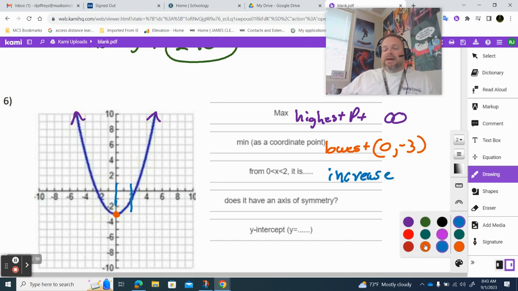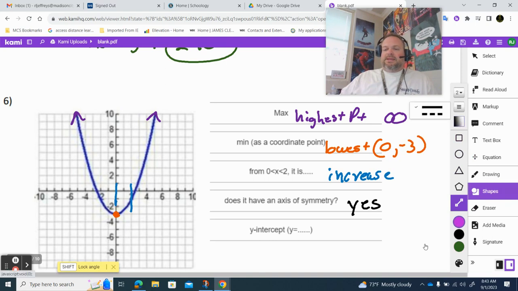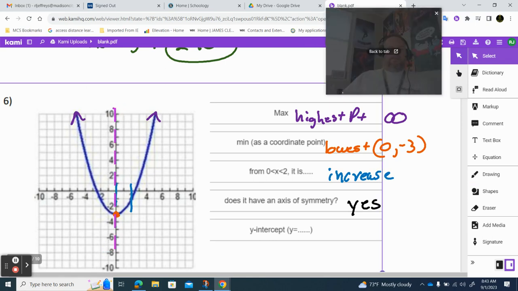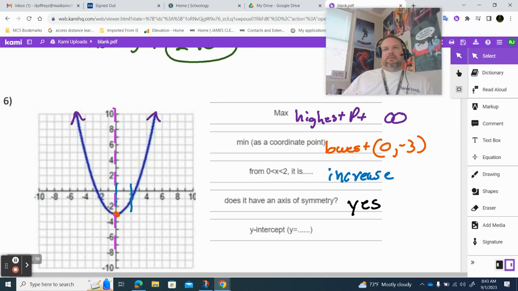Does it have an axis of symmetry? This is a yes or no. Can we actually cut this thing into 2 equal parts? Yes. Okay. Now, you didn't have to do this, but its axis of symmetry is y equals 0. Chop. That way.